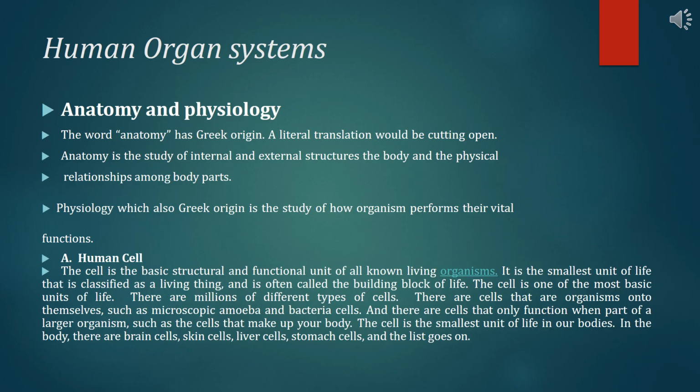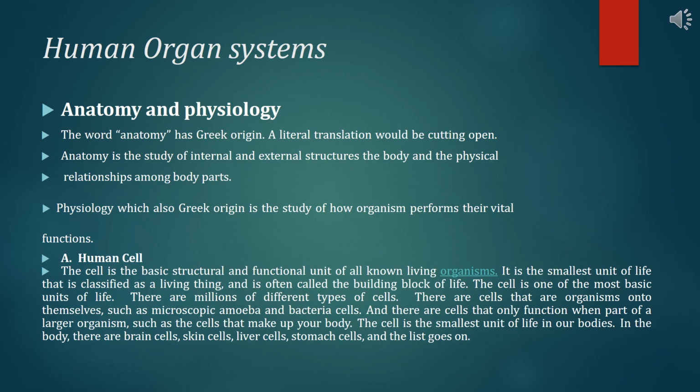A. Human cell. The cell is the basic structural and functional unit of all known living organisms. It is the smallest unit of life that is classified as a living thing and is often called the building block of life. The cell is one of the most basic units of life. There are millions of different types of cells.